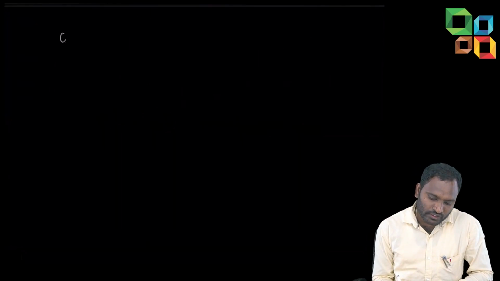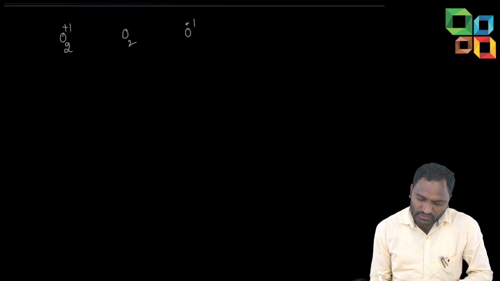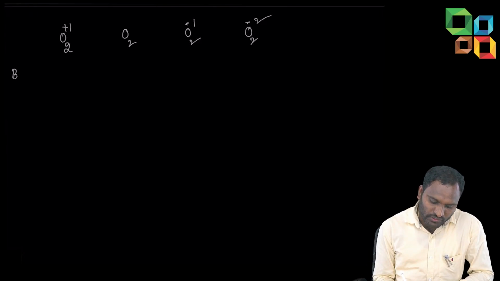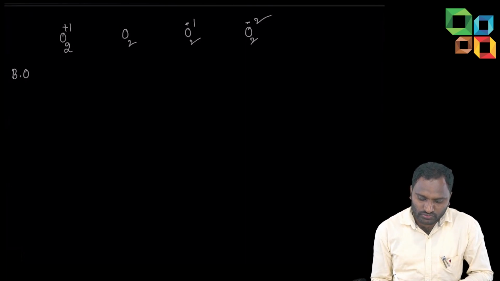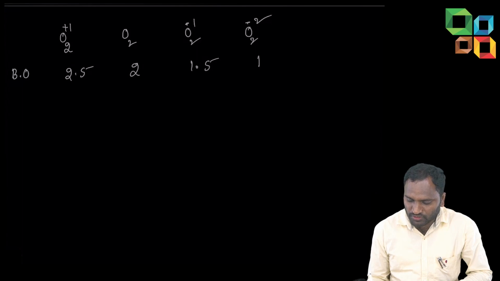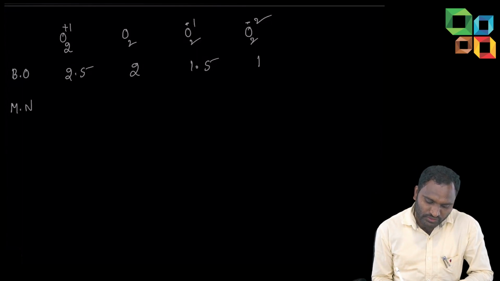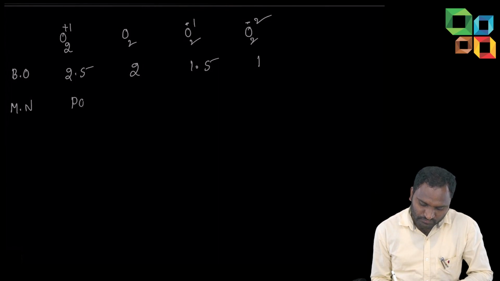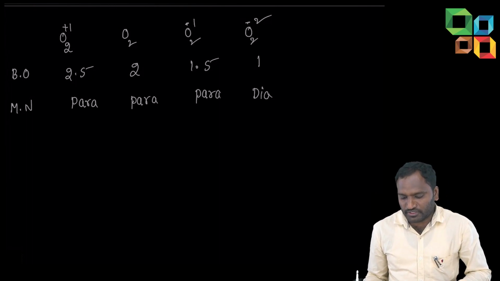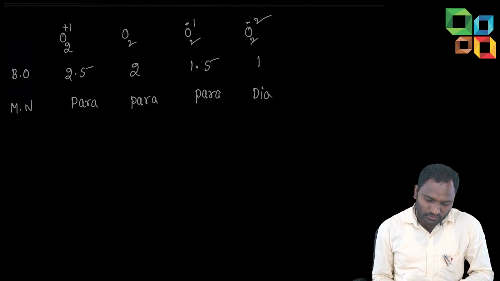Now, if I write clearly O2 plus 1, O2, O2 minus 1, O2 minus 2, bond orders we will write together. How much, students? Here bond order 2.5 we got. Here 2. Here 1.5. Here 1. Magnetic nature, if you see: paramagnetic, paramagnetic, paramagnetic, diamagnetic.